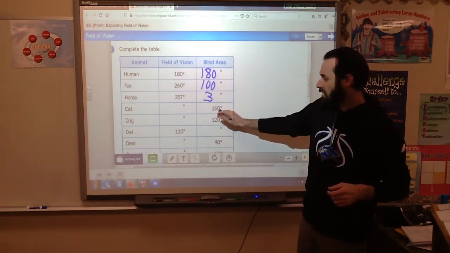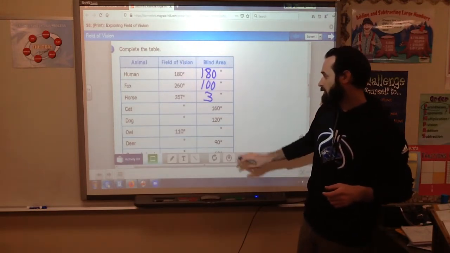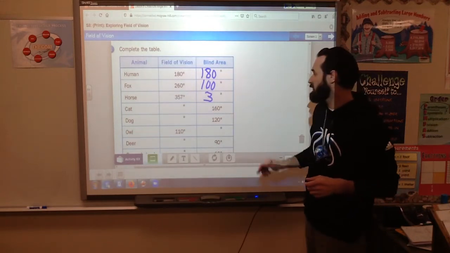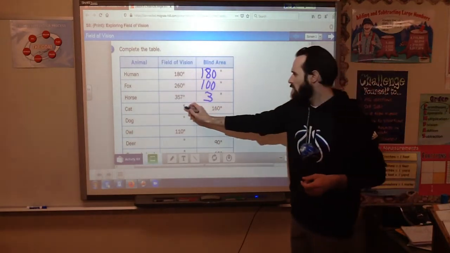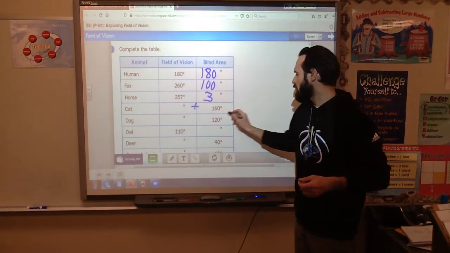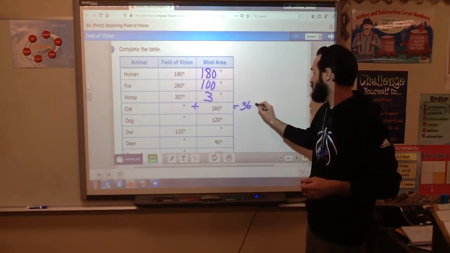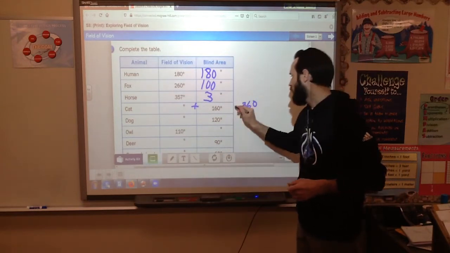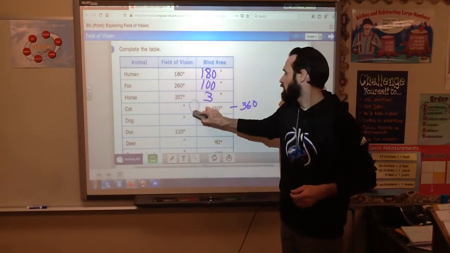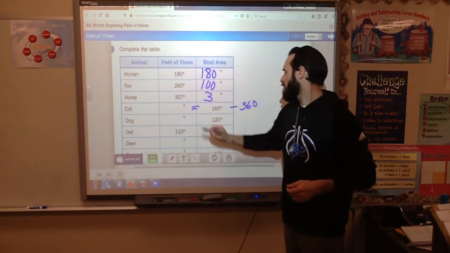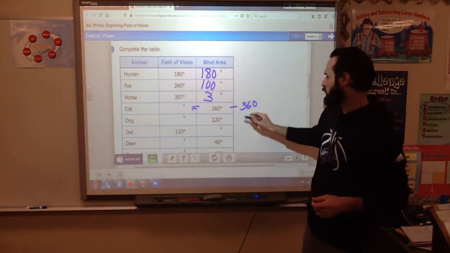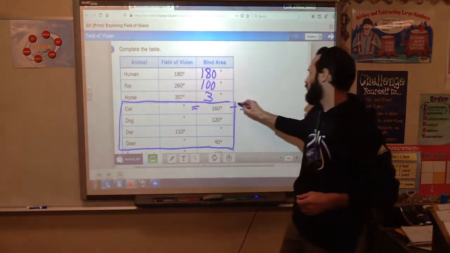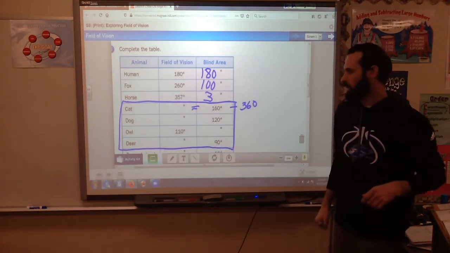Okay, now this is kind of the same type of process. The cat has a blind area of 160. But still, whatever this is, plus that should equal 360. So if you go the other way, 360 minus that should equal this. I want you to do those four on your own.